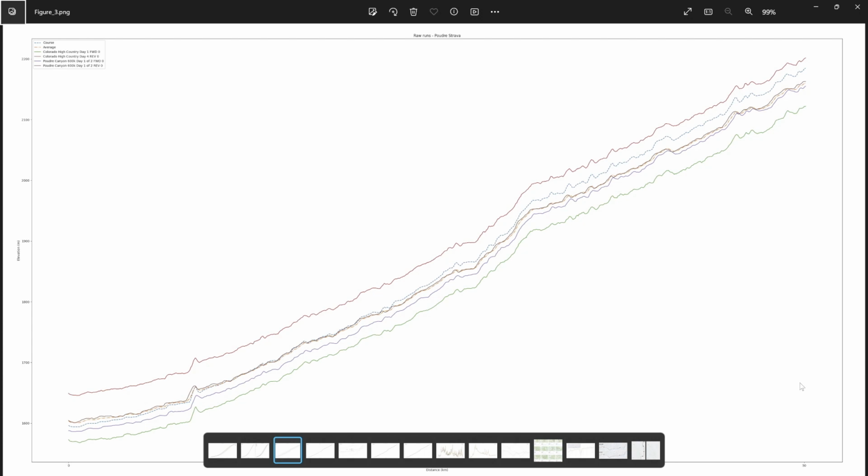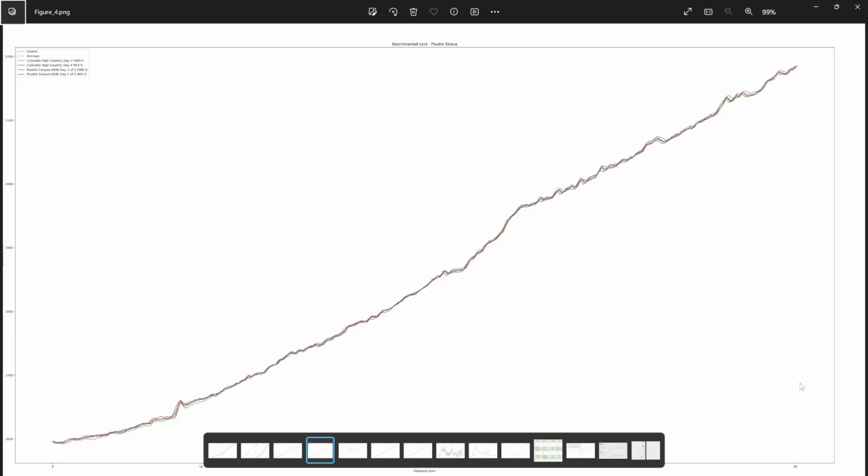Let's return to the Poudre Canyon course. Here is the raw plot for the Strava version of the course. You can see how well the shape of the GPS laps look like the course, but with varying amounts of vertical offset. This is the benchmark plot of this course. All the lines are practically on top of each other.